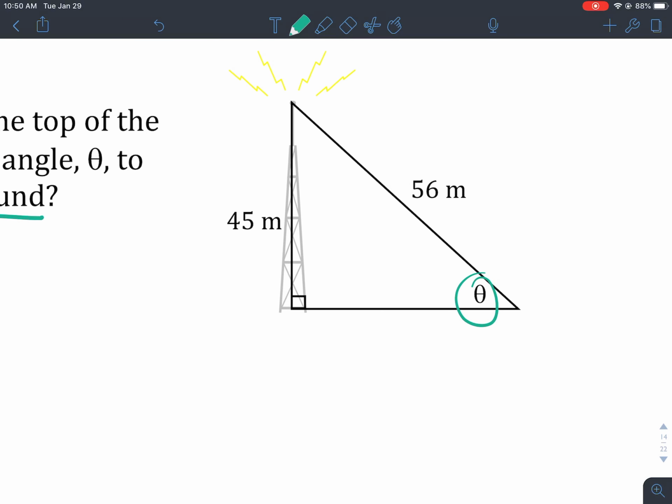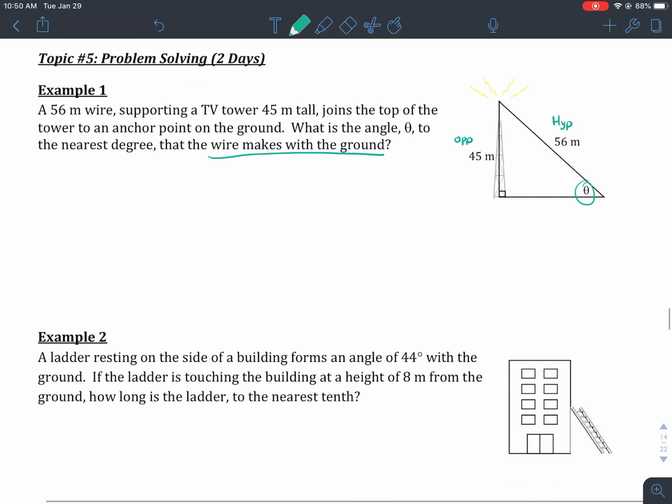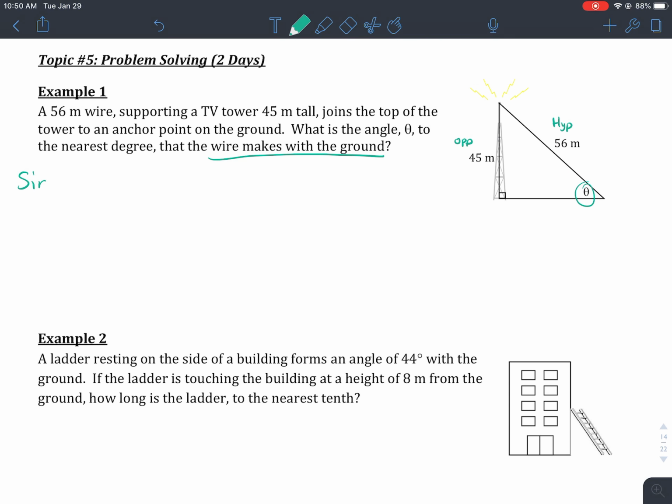So the first step is always going to be to label that triangle. So that 56 meters has to be the hypotenuse, and the 45 is my opposite. Now there's only one ratio that deals with opposite and hypotenuse, and it is the sine ratio. So once we have it, we will fill in everything that we know. So we do not know what the angle is. That is our job to find it. The opposite is 45. The hypotenuse is 56.